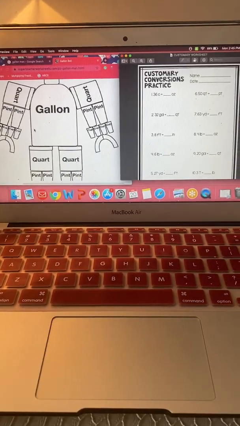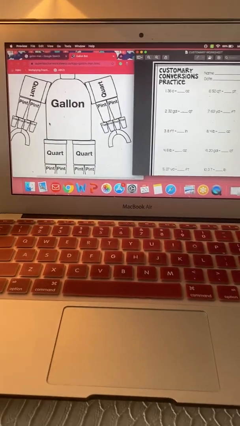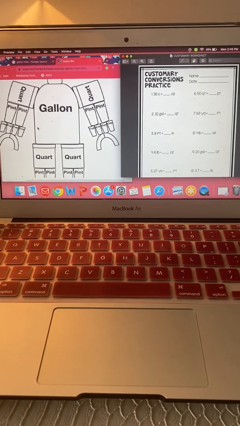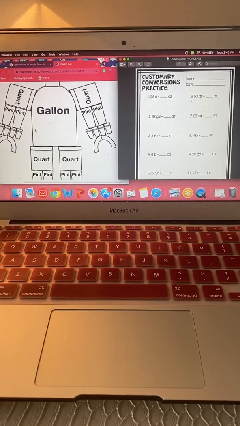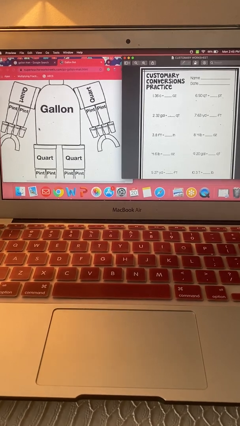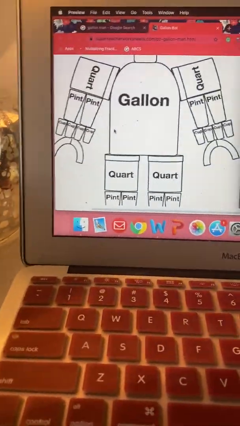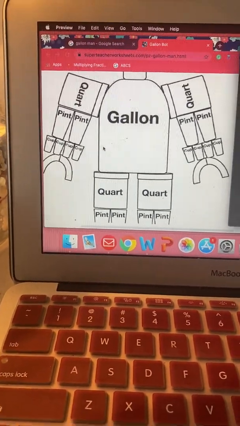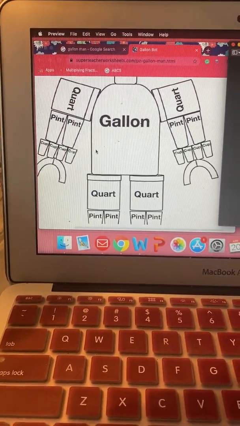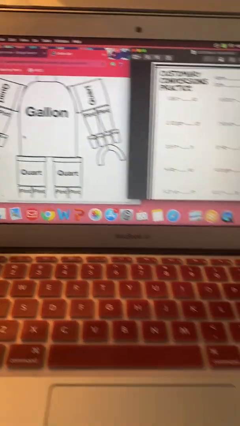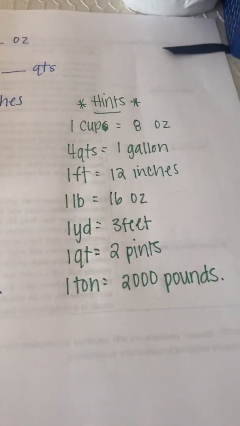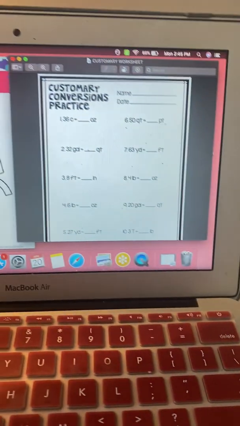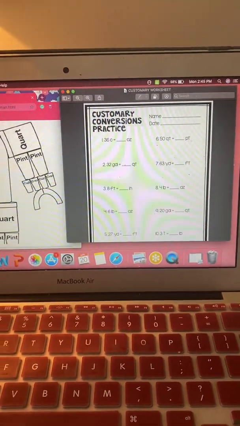Hey everyone, this week I wanted to go over our customary conversions practice. I just wanted to make sure that you got the correct answers. As you can see, I did pull up our gallon bot that we used in the classroom. This is what we went by to help us with our conversions. I also wrote down on the sheet that we'll be going to our hints. So we will refer to both when going over our practice worksheet.